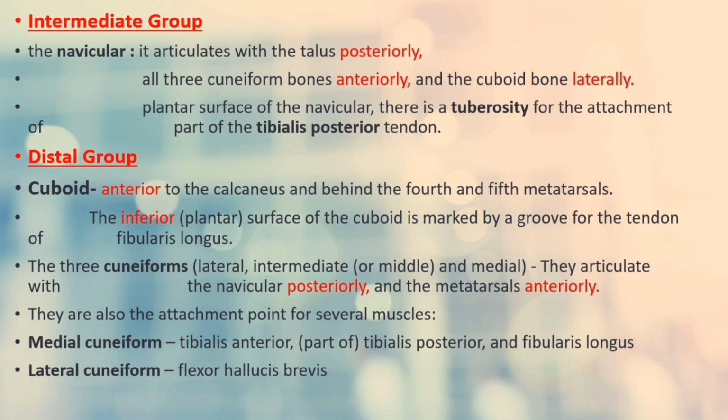On the plantar surface of the navicular, there is a tuberosity for the attachment of part of the tibialis posterior tendon. Distal group. In the distal row, there are 4 tarsal bones, the cuboid and the 3 cuneiforms. These bones articulate with the metatarsals of the foot.